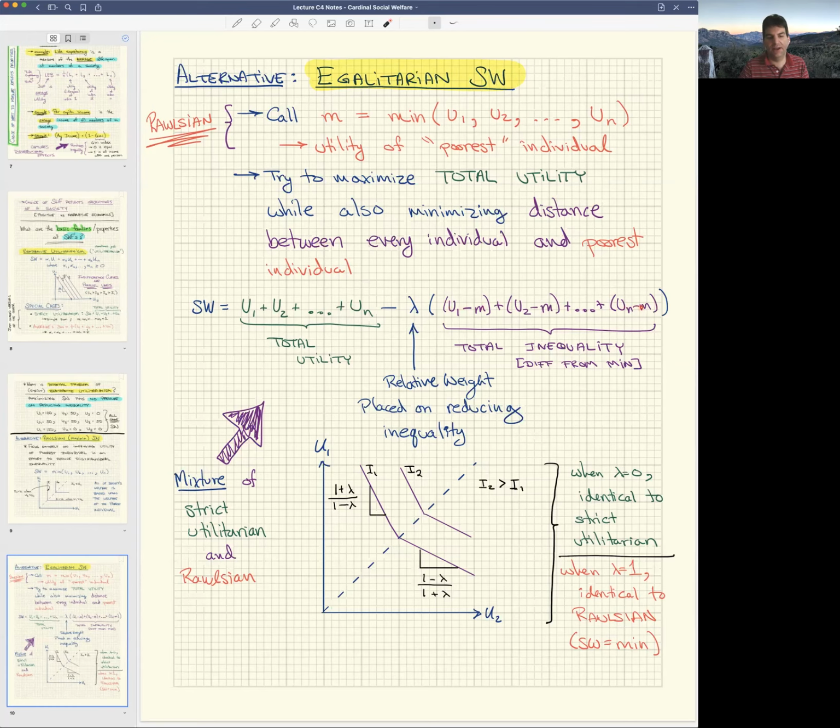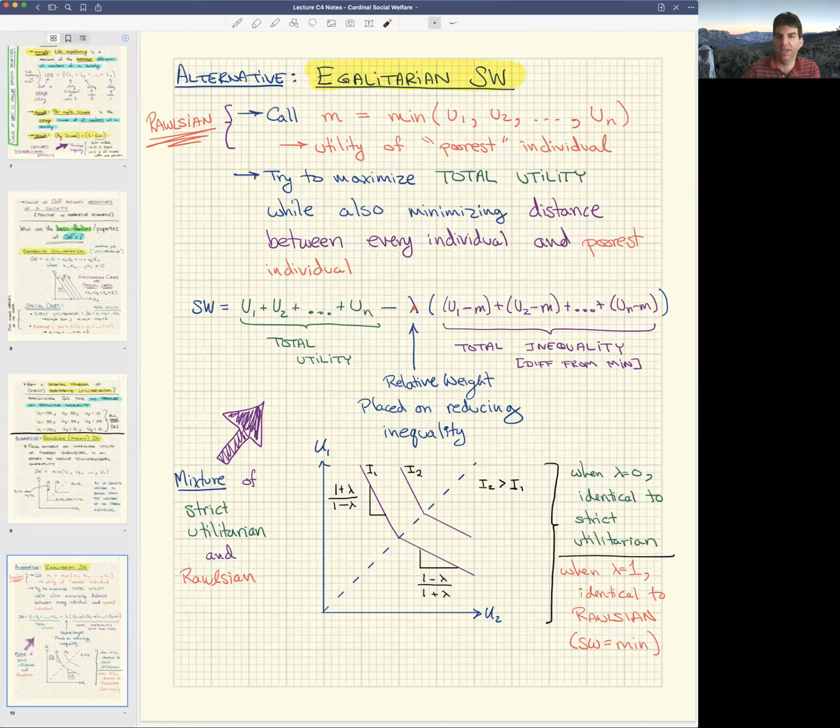And so this sort of allows you to build in a distributional component on top of the total component. And so as you crank this lambda from 0 to 1, what you end up doing is moving from strict utilitarian all the way to Rawlsian. So this social welfare function, when lambda is equal to 0, ends up being straight parallel lines. It is the total utility function.